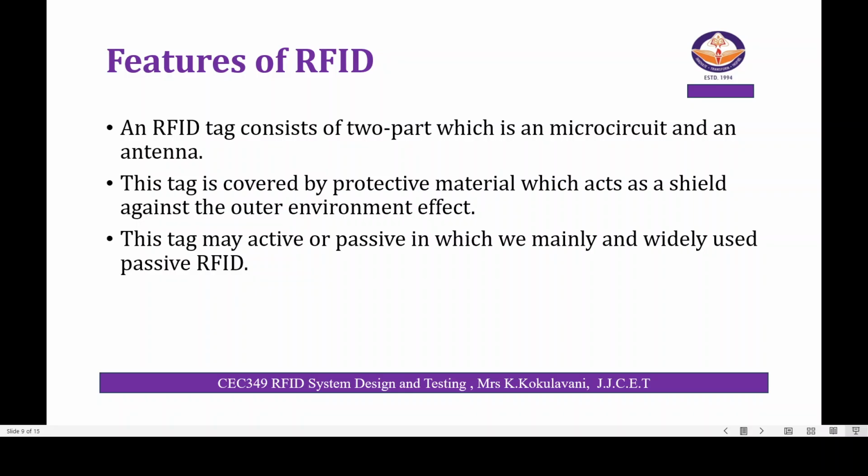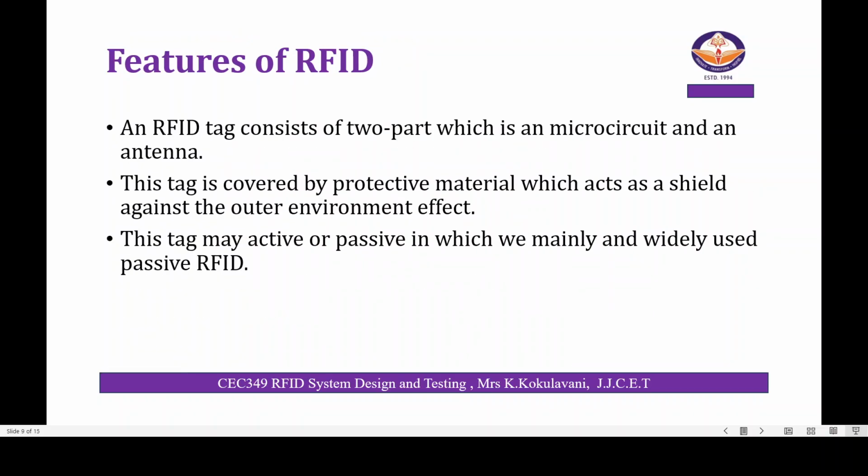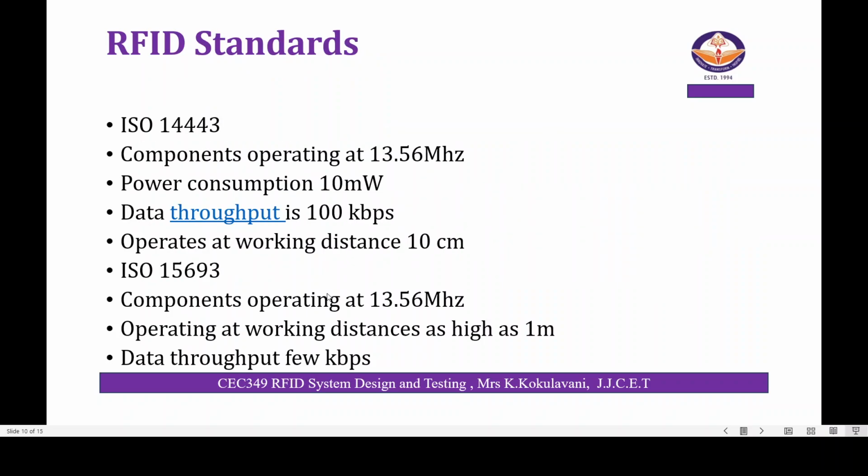Features of RFID. An RFID tag consists of two parts, a microcircuit and an antenna. The tag is covered by protective material which acts as a shield against the outer environment. A tag may be active or passive, and passive RFID is the most widely used. Why are we using passive RFID? Because it uses only the inbuilt source of power in the tag and the reader. So mostly passive tags are used in our system.